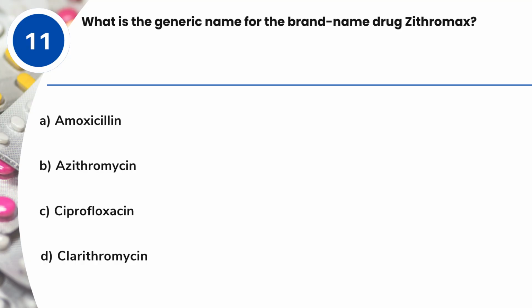Question 11. What is the generic name for the brand name drug Zithromax? A. Amoxicillin. B. Azithromycin. C. Ciprofloxacin. D. Clarithromycin.